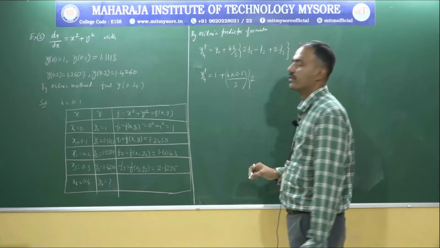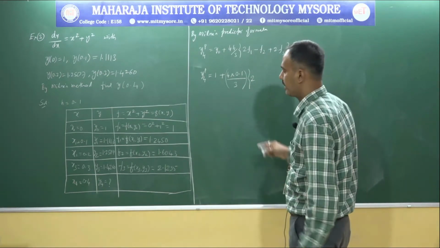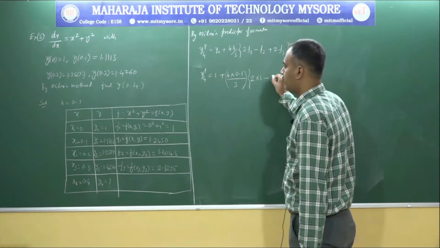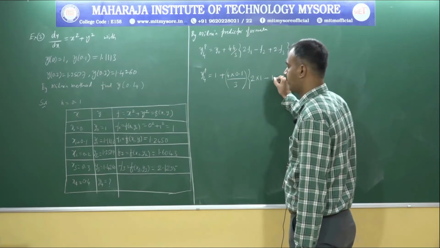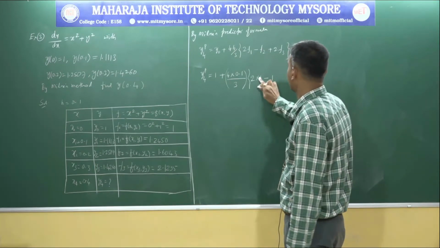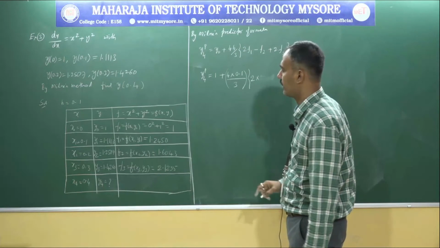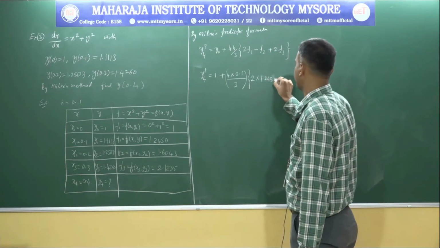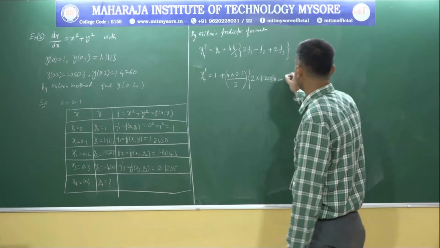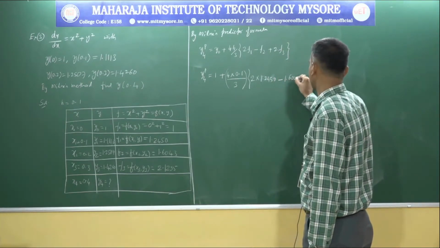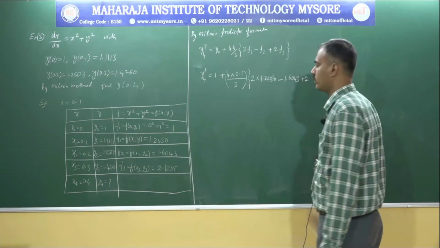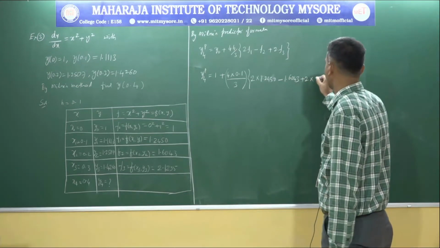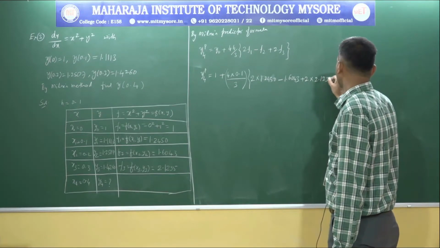Now 2 into f1: check the table, f1 is 1.2450, minus f2, which is 1.6043, plus 2 into f3, which is 2.1235.